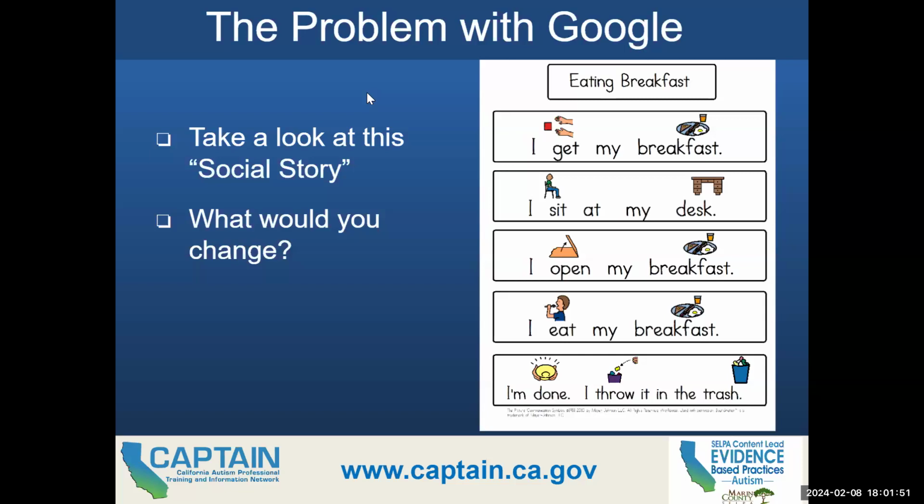Once the breakfast is open, I grab my utensils and I eat my breakfast. I love the food that they serve at school. It is really yummy. After I finish my breakfast, I'm all done.